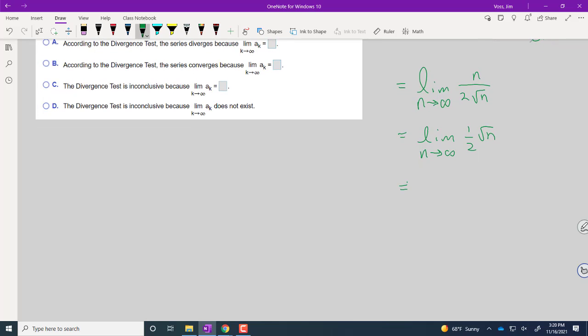Most importantly, this limit is not zero, which tells us that we have divergence. So if the limit of a sub n is not zero, instantly you know it diverges. So that is the divergence test. If the limit's not zero, can't converge.